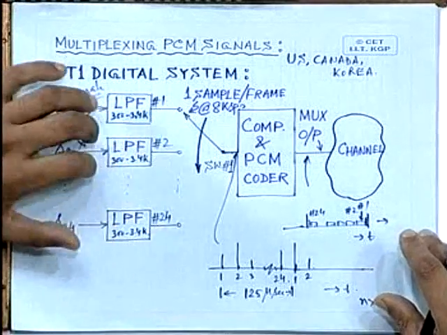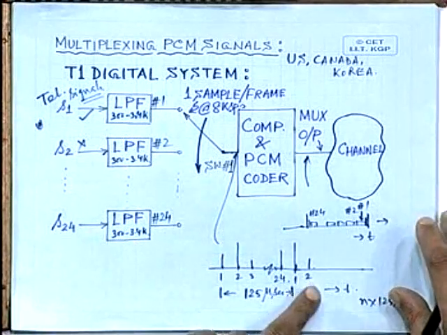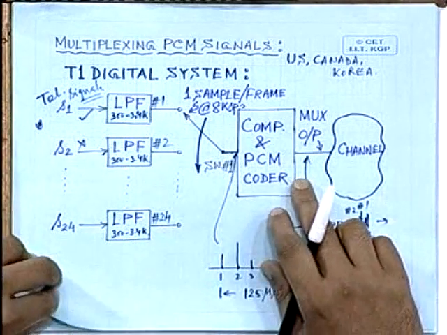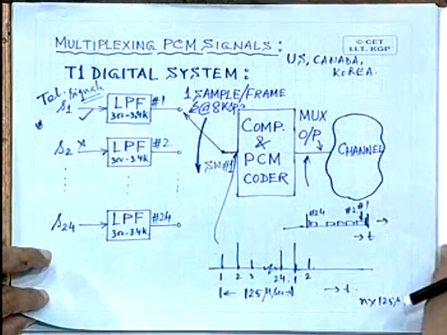So, we continue with our discussion on multiplexing, and this is the diagram we tried to understand in the last class, where the basic idea was, as an example, to show how 24 telephone-grade speech signals can be combined after processing through a low pass filter, to form a multiplexed data output which would be launched to the physical channel.